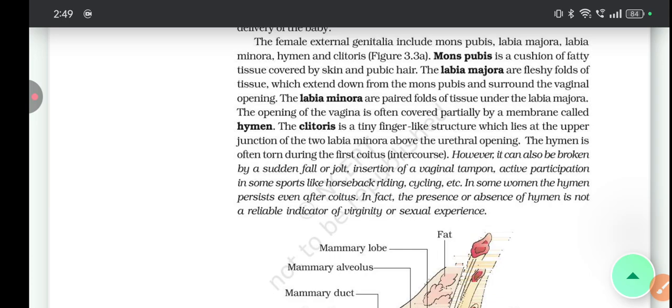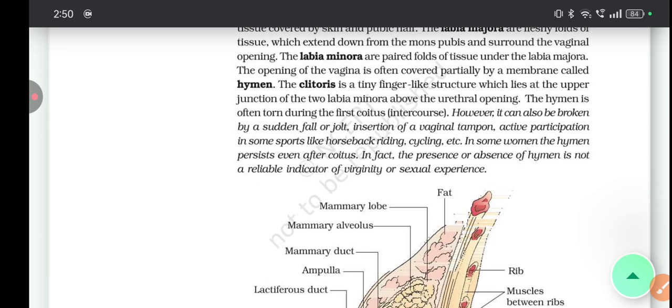The female external genitalia includes mons pubis, labia majora, labia minora, hymen, and clitoris. Mons pubis is a cushion of fatty tissue covered by skin and pubic hair. The labia majora are fleshy folds of tissue which extend down from the mons pubis and surround the vagina. The labia minora are paired folds of tissue under the labia majora. The opening of the vagina is partially covered by a membrane called the hymen. The clitoris is a tiny finger-like structure which lies at the upper junction of the two labia minora above the urethral opening.